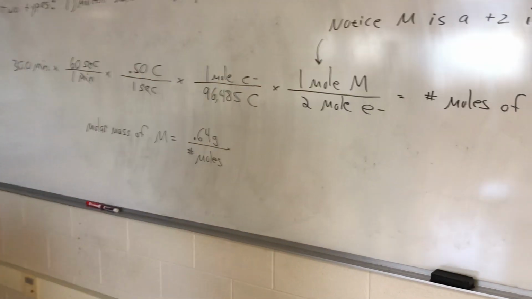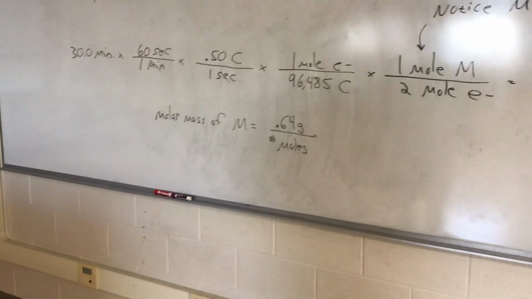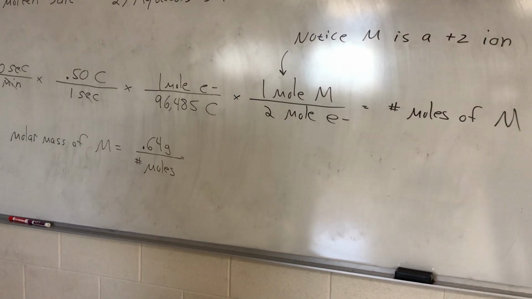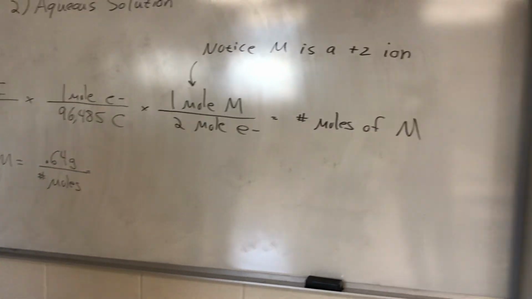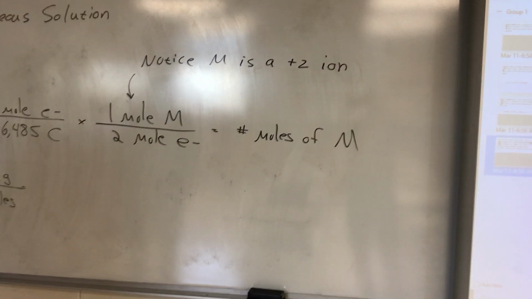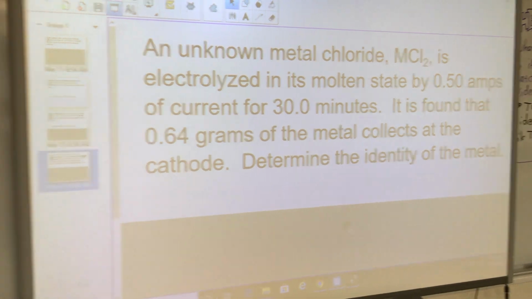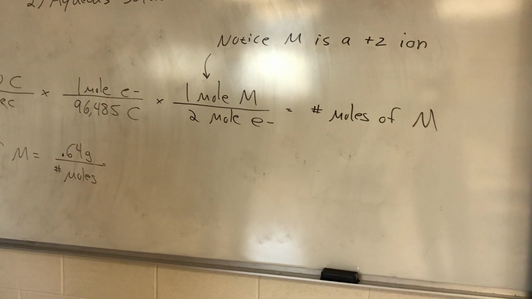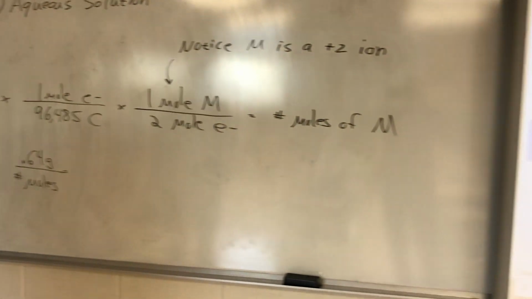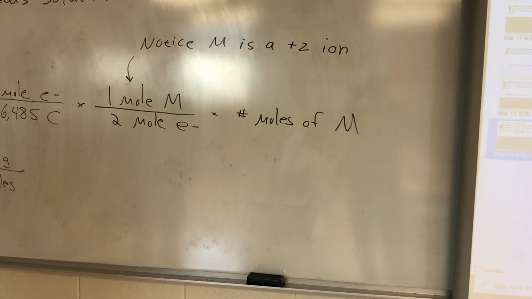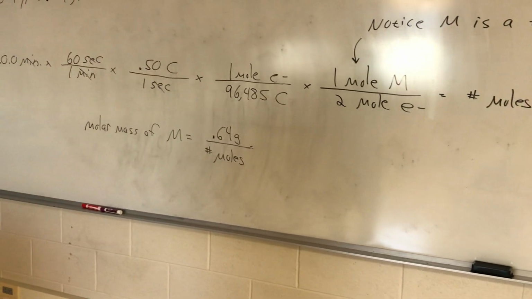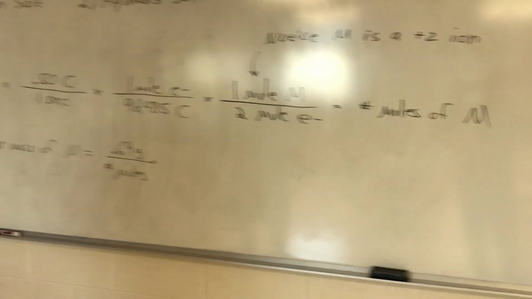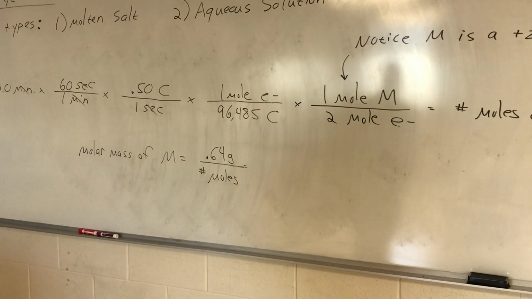Here's the solution. We've gone from the time, found coulombs that were transferred, used Faraday's constant, to get moles of electrons. We know that M is a positive 2 ion because the formula was MCl2. So there are 2 moles of electrons in every mole of M. Doing this conversion will get you how many moles of M has reduced. And we knew the mass of M was 0.64 grams of it. So we can find the molar mass and determine what M is.